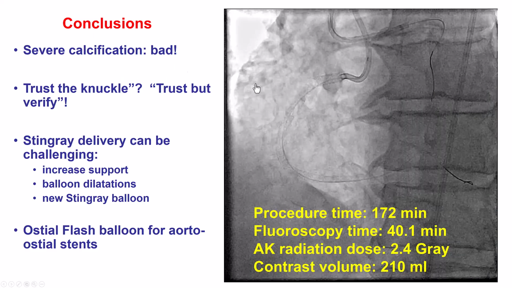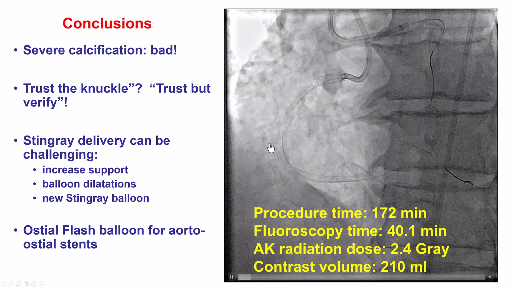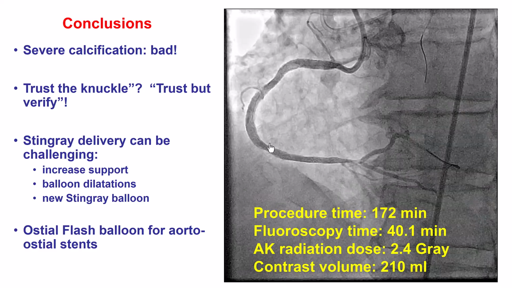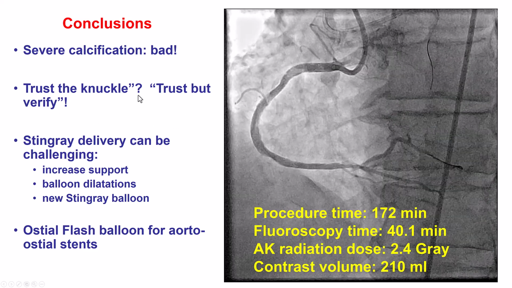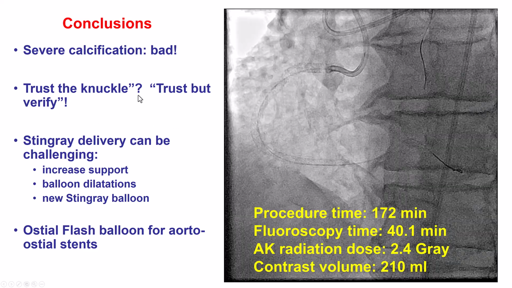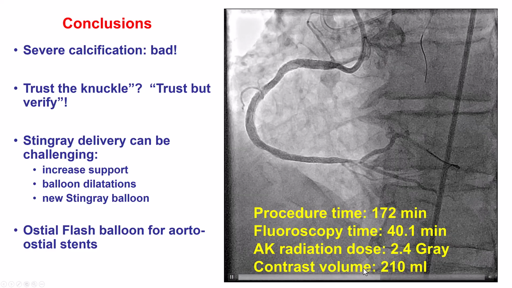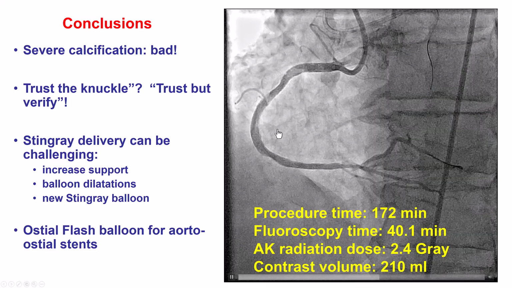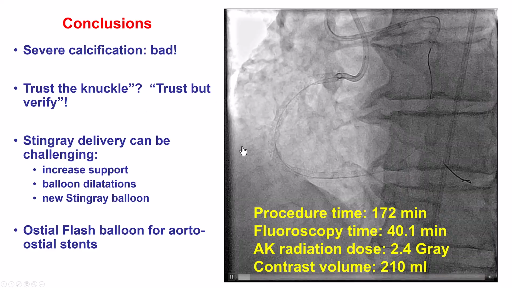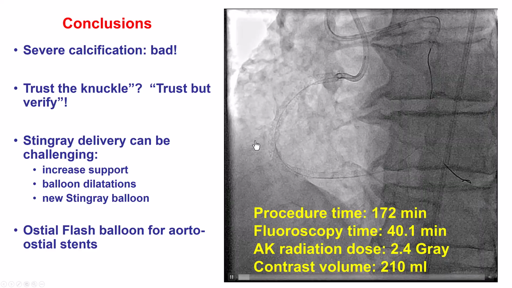Several lessons from this case. The first one is that severe calcification can be challenging, and it's challenging to cross with the wire, but it's also challenging to deliver equipment and to expand the stent. Second, about trusting the knuckle, a common saying amongst the CTO PCI operators. Yes, the knuckle usually is something to be trusted, but like everything else, you should trust but verify. Because I think in our case, at some point the Gladius Mongo went into a small branch, and had we not verified, it could have caused a significant perforation.